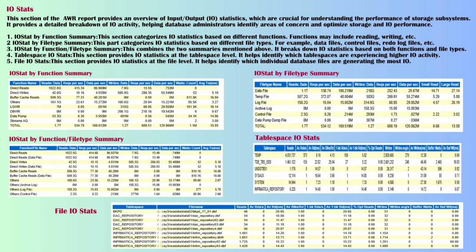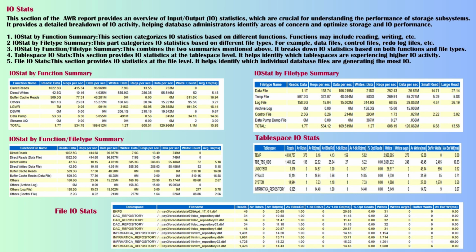IOStats. This section of the AWR report provides an overview of input-output (I/O) statistics, which are crucial for understanding the performance of storage subsystems. It provides a detailed breakdown of I/O activity and helps to identify areas of concern and optimize storage and I/O performance.